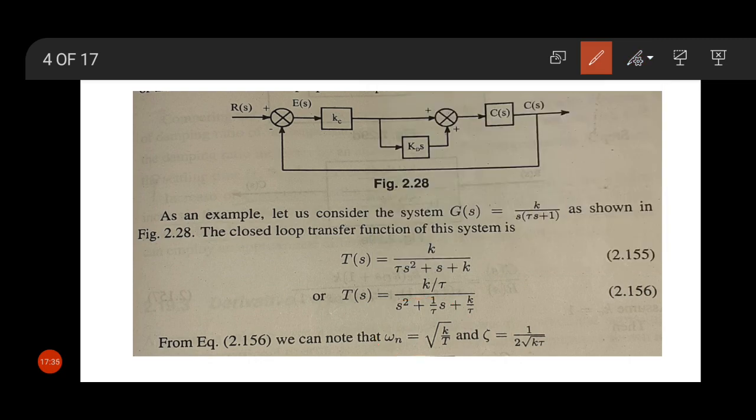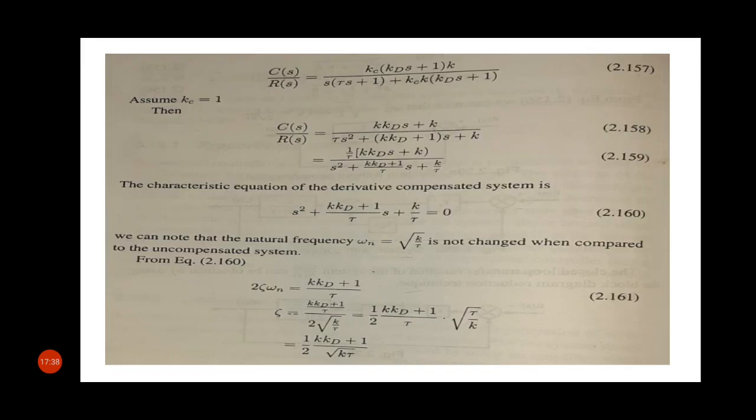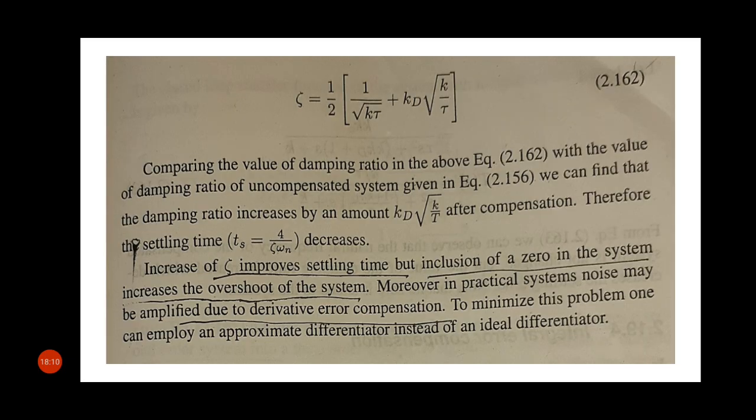With the compensator considered, the natural frequency is the same, that is omega n equal to root under K by tau. This is not changed. Now we calculate the damping ratio. We can write 2 zeta omega n equal to (K Kd plus 1) divided by tau. After simplifying this equation, we get our damping ratio zeta equal to half into (1 by root under K tau plus Kd into root under K by tau).